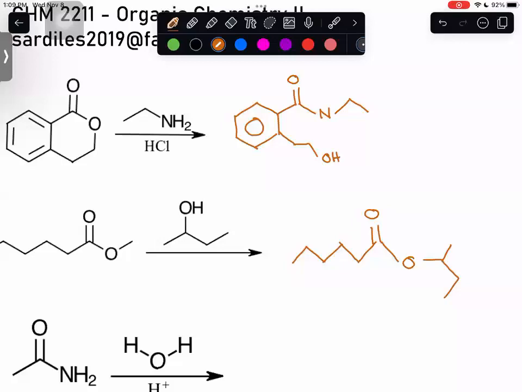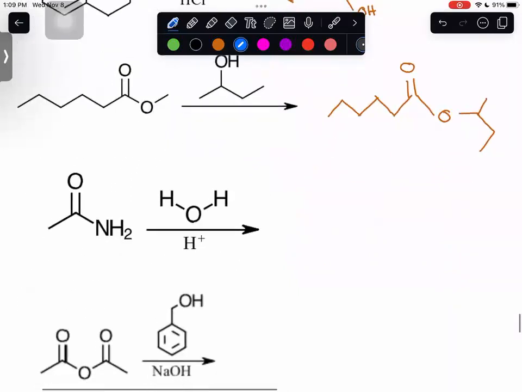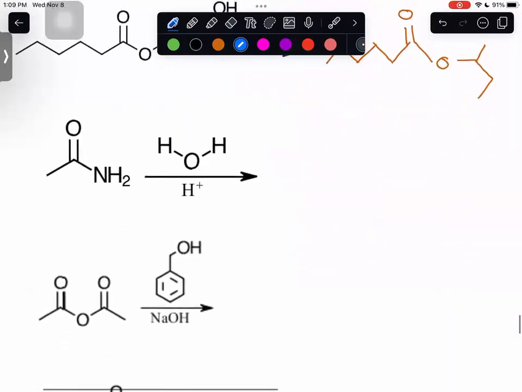It's still an ester. No, you get to choose a volunteer. Anyone you want. The first one is not an ester. It's an amide. Oh, that reaction doesn't have a specific name. No.